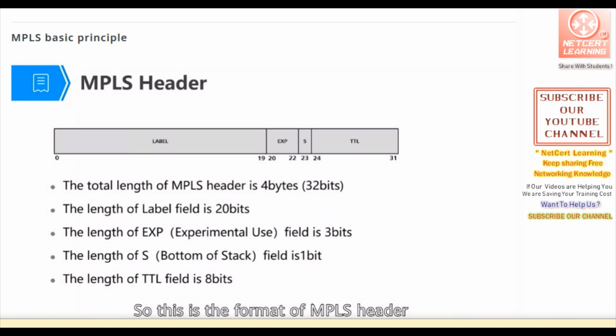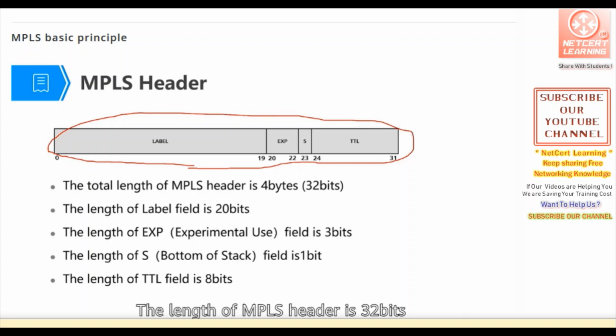So this is the format of the MPLS header. The length of the MPLS header is 32 bits, and the most important part is the label, because we will use this label to forward the MPLS packet. The next field is EXP. EXP is used for QoS. And S means bottom of the stack.